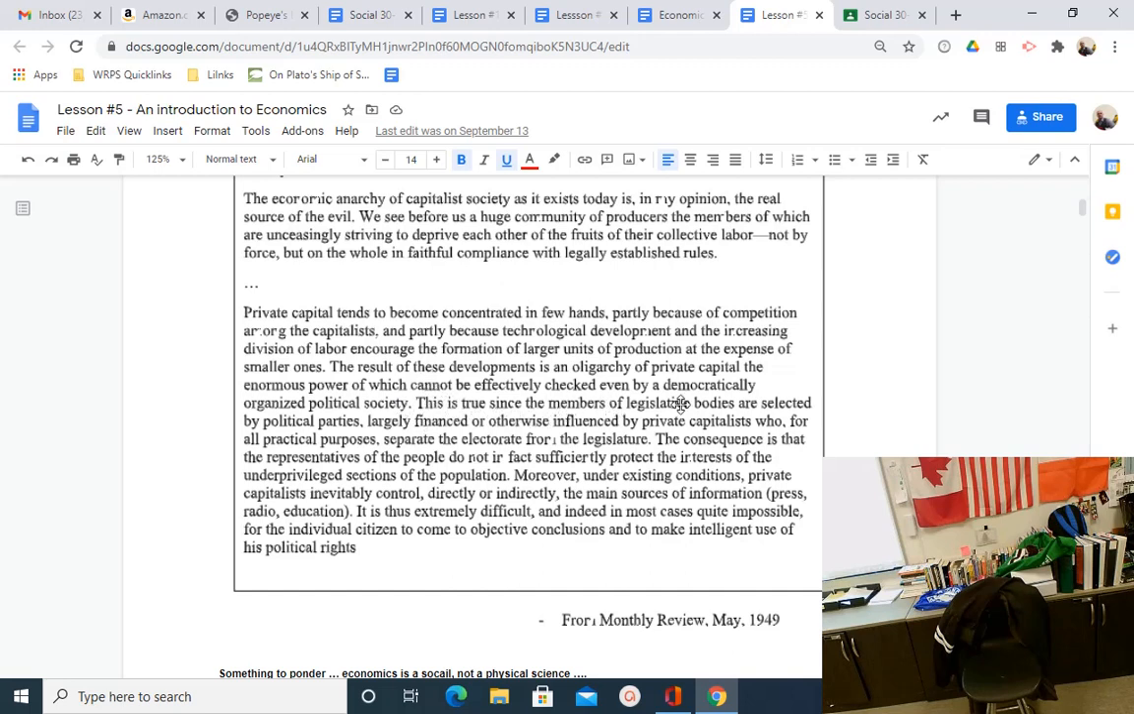This is true since the members of legislative bodies are selected by political parties, largely financed or otherwise influenced by private capitalists who, for all practical purposes, separate the electorate from the legislature. So we think we have a democracy, but what's in between the people and the elected government are lobbyists representing capitalists. The consequence is that the representatives of the people do not, in fact, sufficiently protect the interests of the underprivileged sections of the population. So they don't protect the 99%, the government's there to protect the 1%.